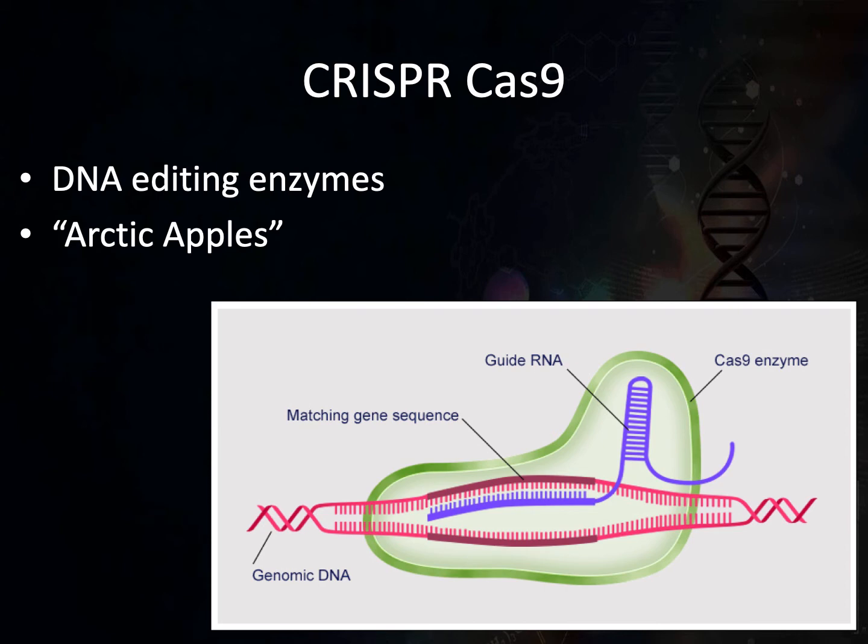So, Cas9, very useful for bacteria. Humans have hijacked this method now, and we're using it to do very rapid genetic engineering. And one thing that we've done, I've got a little note up here, Arctic apples. You may have heard of these. They're unique. They are non-browning apples.